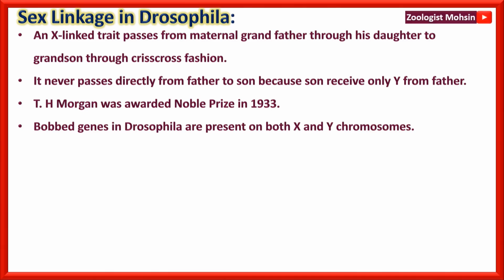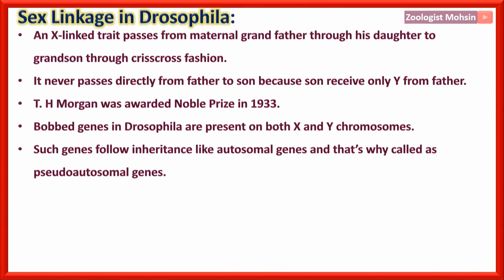Bobbed genes in Drosophila are present on both X and Y chromosomes, so such genes follow inheritance like autosomal genes, and that's why they are called pseudo-autosomal genes.